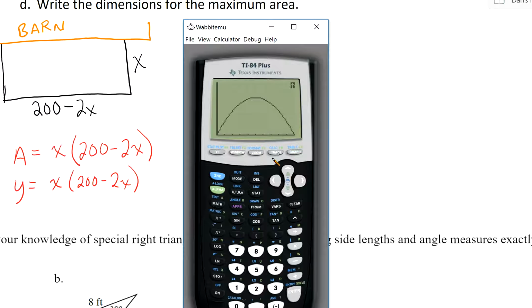You could also go second, calc, use maximum here. This will do it for sure. You go left at the highest point, push enter, right at the highest point, enter, and then you guess about where the highest point is, push enter, and then it actually gives you the maximum. There it is, 50, 5,000.